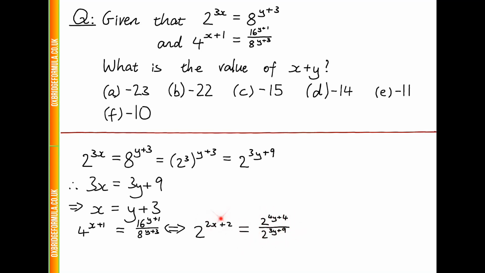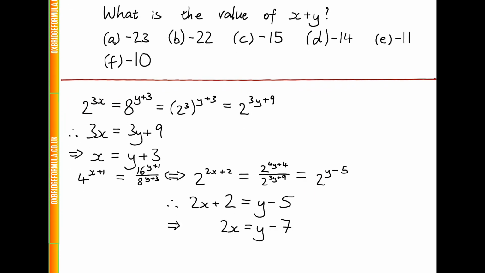Therefore, we can find another equation if we use the property of exponents that if we divide a power of 2 by another power of 2, that's the same as subtracting the powers. So we see that 2^(4y+4) divided by 2^(3y+9) is just equal to 2^(y-5). We therefore have that 2^(2x+2) equals 2^(y-5), which tells us that 2x+2 must equal y-5. If we move the constants together, we can write this equation as 2x equals y minus 7.